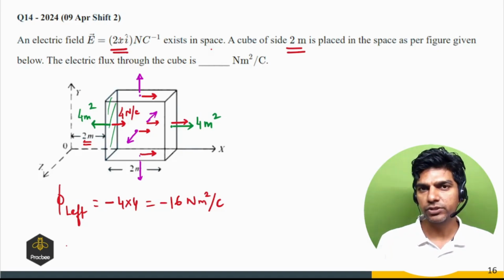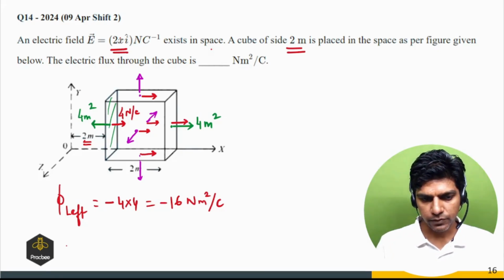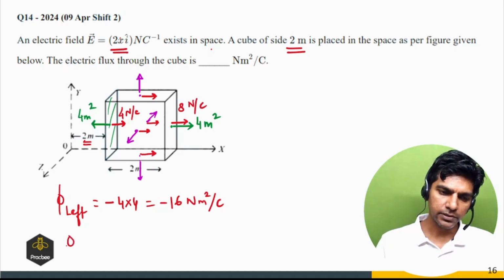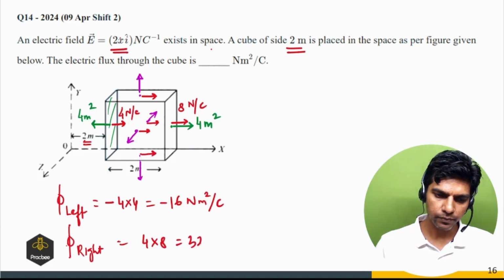But the value of x has changed. For the right face, the value of x will be 2 plus 2, 4. So 4 times 2 will be 8. So this will be 8 Newton per coulomb. So the flux linked with the right face will be 4 times 8, that will be 32 Newton meter square per coulomb.